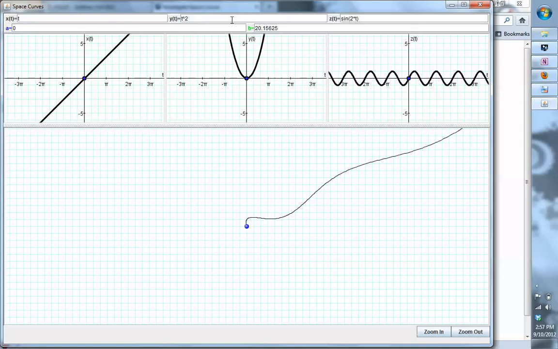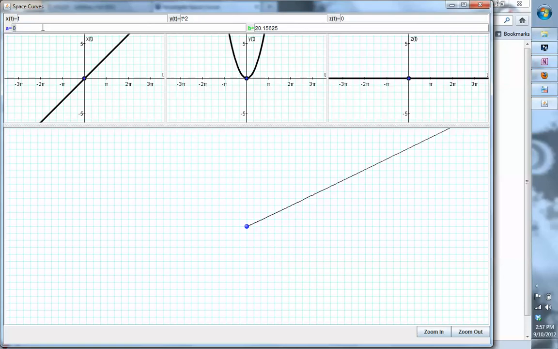Let's do t squared, and then let's go back to 0 here. And then let's let a be -2, and let's let b be 2. And then let's look down on it from above. What do we have?